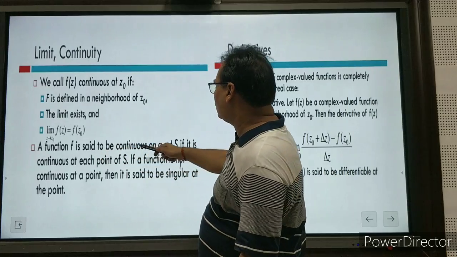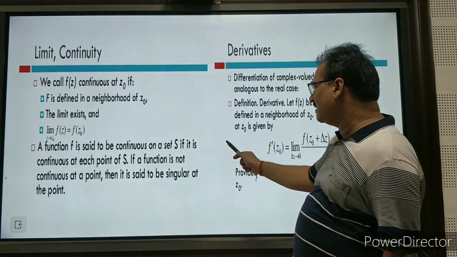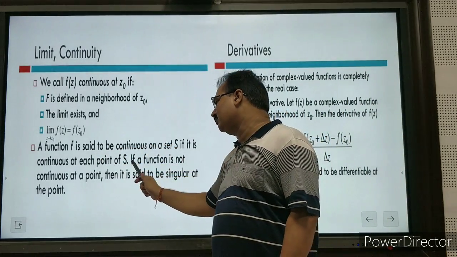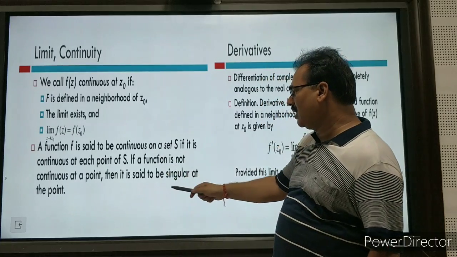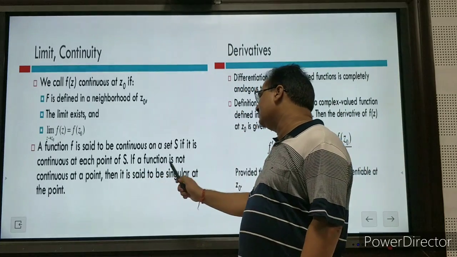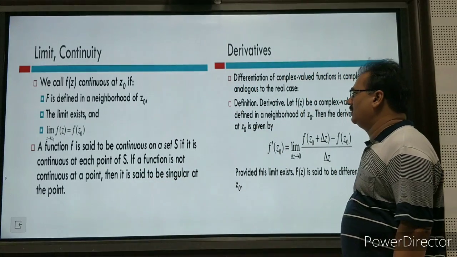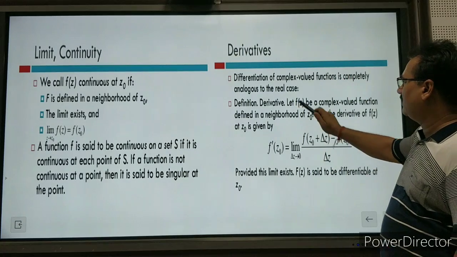A function f is said to be continuous on a set S if it is continuous at each point of S. If a function is not continuous at a point, then it is said to be singular at the point. Okay. Now what is the derivative?